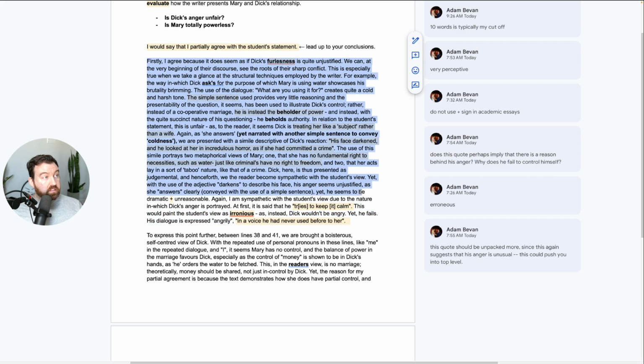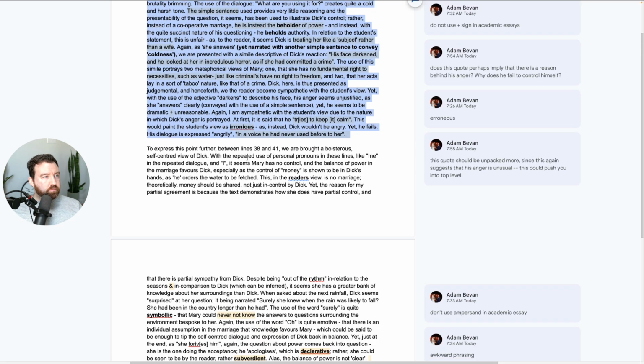To be honest with you, this is probably about 400 words, and I think that this would be better split up into two more distinct paragraphs. You've got what are you using it for? Then you've got "his face darkened," "as if she'd committed a crime," "tries to keep it calm," "in a voice he'd never used before," and "angrily." You've got six quotes in there, and you unpack about half of them. So make sure you're unpacking all of them, and I would say that's a structural issue more than anything. I think that you could easily unpack those if you just spent a bit more time on them.